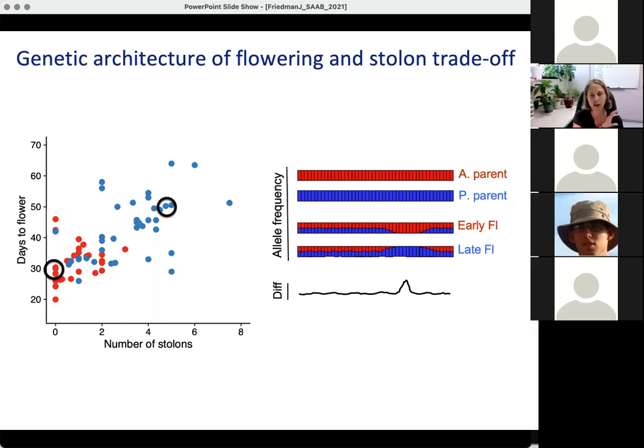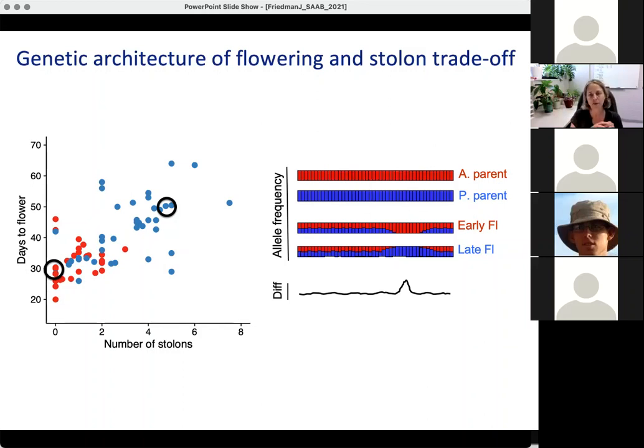And we could then scan across the genome to use the sort of quick and dirty approach to map the loci underlying the differences in these traits. So you could imagine that for all the loci that differ between our annual and perennial parent, I've just color-coded these in red and blue across the genome.